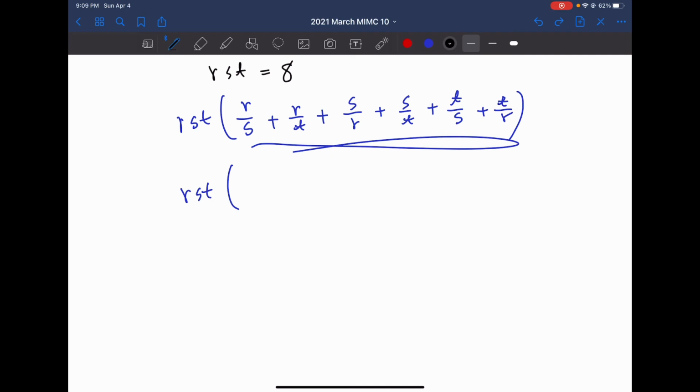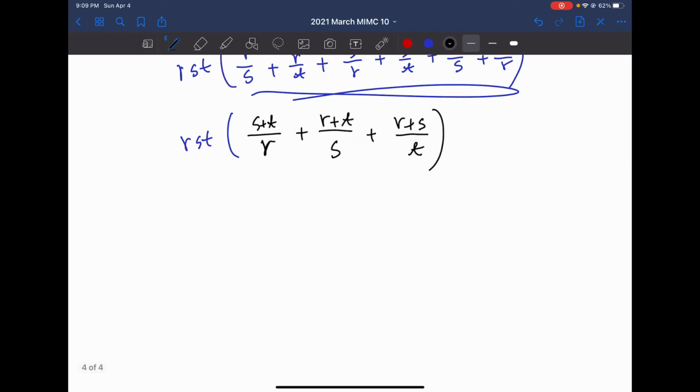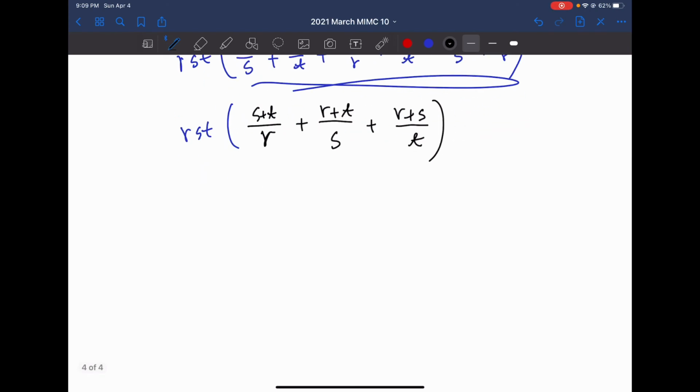I will try to do it as clear as possible. So let's combine the terms with the common denominator. So that would be equal to (s plus t) over r plus (r plus t) over s plus (r plus s) over t. So examine this carefully. What do we notice here?